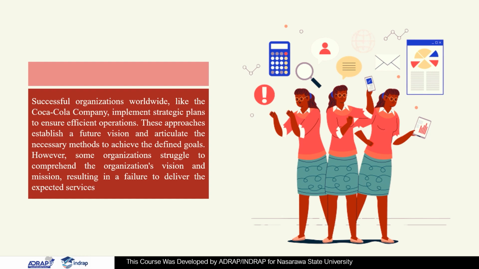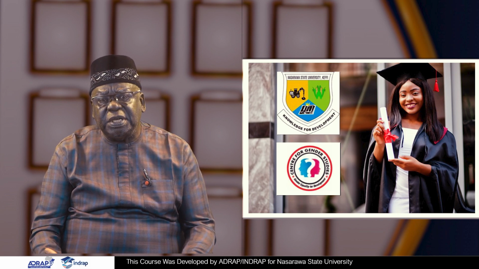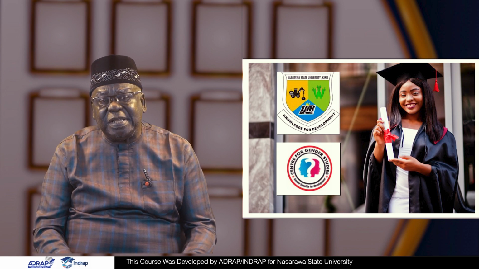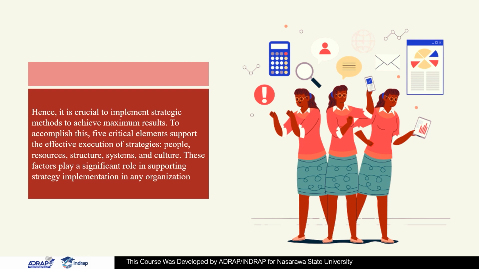However, some organizations struggle to comprehend the organization's vision and mission. You see why we initially said clear communication, to ensure that everybody understands and to create awareness among the employees, is very important. Because where you cannot even have a clear vision, you don't know where you are going, and you don't know your mission, it will result in failure to deliver the expected services or products. Unfortunately, the management team may struggle to identify all the reasons for the business failures and mistakenly believe that repeating the strategic planning process will yield better results. In most cases, such an approach proves to be what? Ineffective.